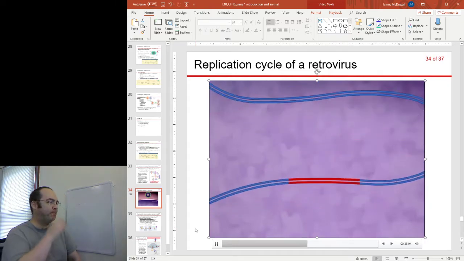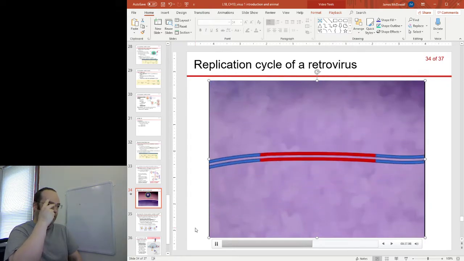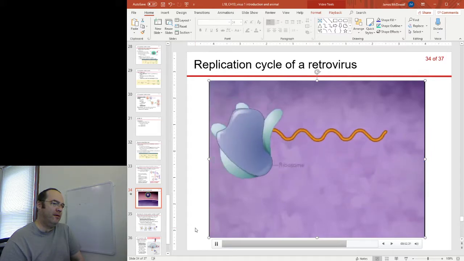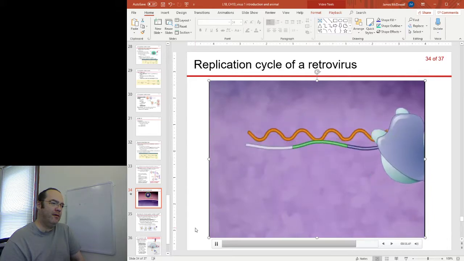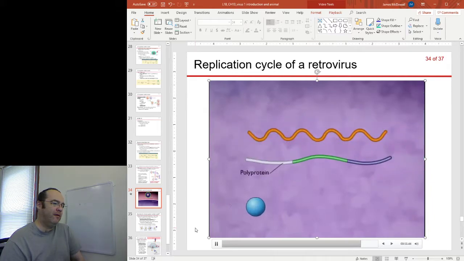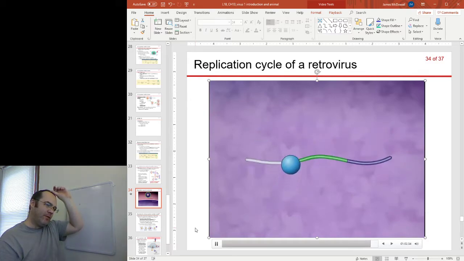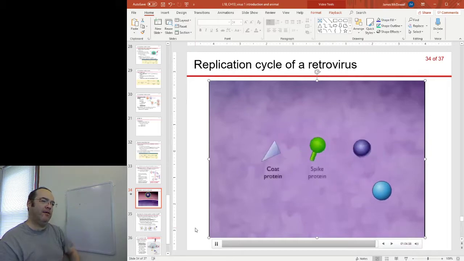Some cells carry the provirus in the latent state and no virions are produced, whereas other infected cells continuously synthesize new virions. The viral DNA is transcribed to produce one long polygenic messenger RNA. The messenger RNA is translated into a long polyprotein, which is then cleaved by a viral-encoded protease to yield the individual proteins that make up the virion.